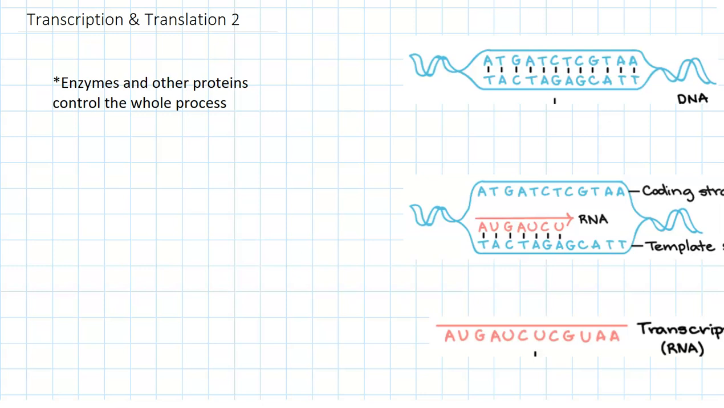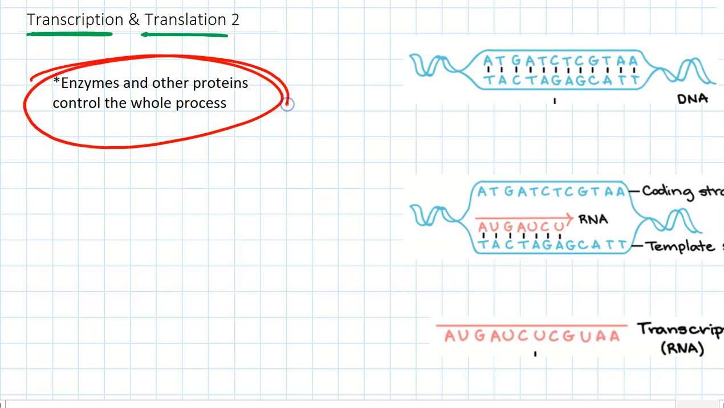Hey everybody. The next thing we're learning about is some more detail about how proteins are made. So remember, the two processes in protein synthesis are transcription and translation. Before we dive into some detail, one important thing to remember is that it's enzymes that are controlling most of the processes here. Remember, enzymes are a type of protein that causes a chemical reaction to happen. So it's enzymes plus a few other proteins that are making all this stuff happen.